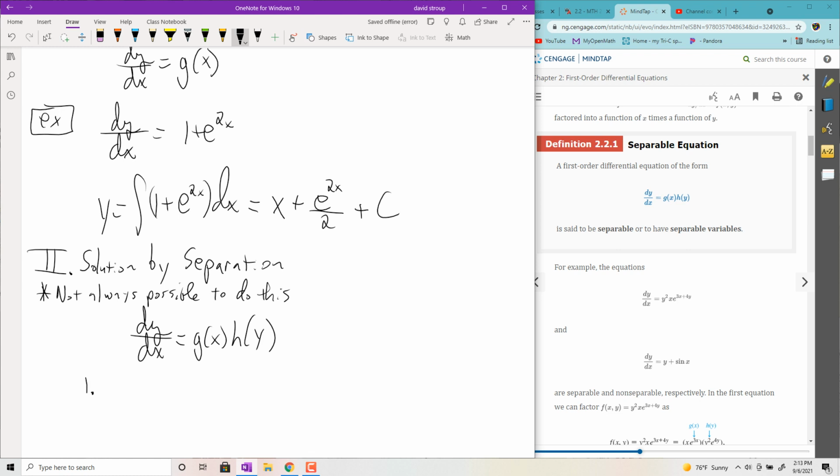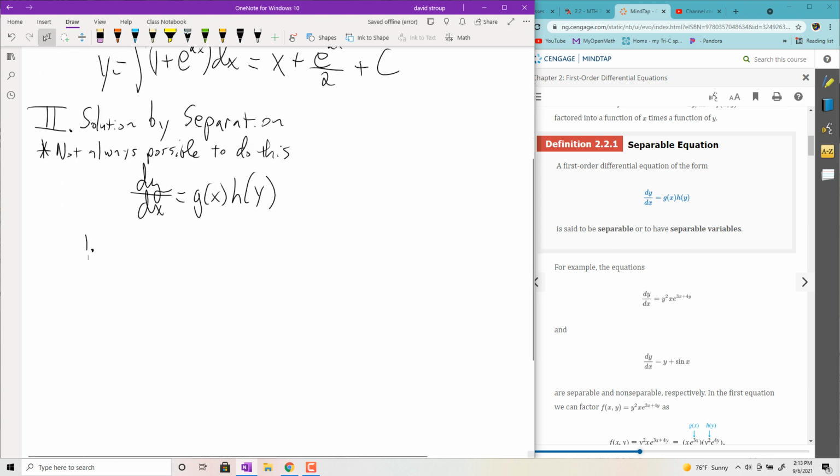First thing to note, which is a common theme throughout this section as you read, is that you have to watch out for accidentally losing solutions when you divide by this h of y function. Because if h of y is equal to 0, it will be a solution to this differential equation. But when you divide by h of y, you've presumed that that is not the case. So let me note, first off, if h of y sub 0 equals 0 for some y sub 0, then y equals y sub 0 will be a solution.